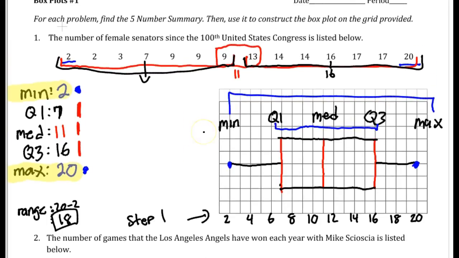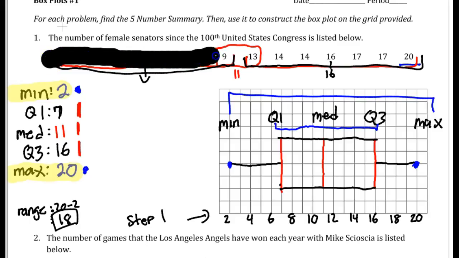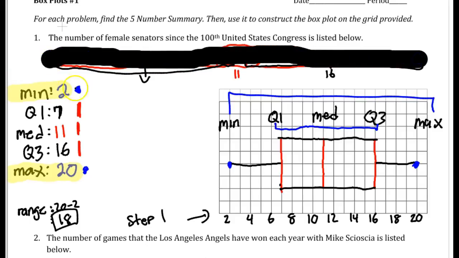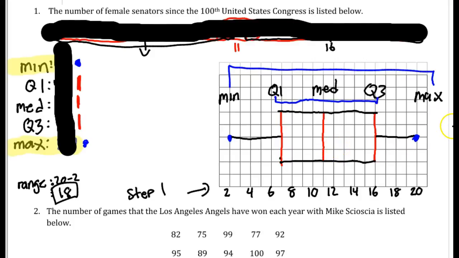Now, how do you know if you did it right? You should be able to hide all the numbers here and here, and could you get the 5-number summary just by looking at the graph? Could you work backwards and see, okay, the minimum is at 2, the max is at 20? If you could work backwards and get the 5-number summary from the graph, that means you've probably graphed it correctly.